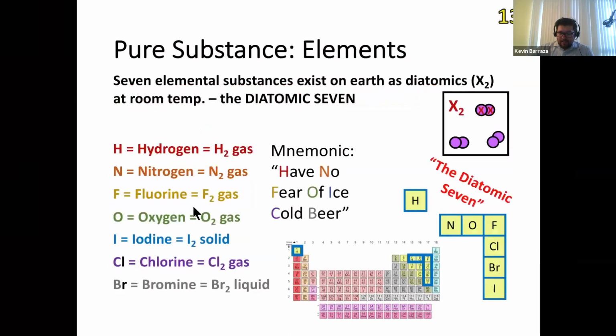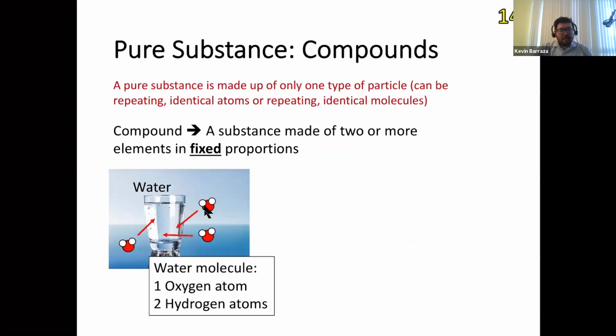So just to reiterate, the diatomic 7 are elements because each of their particles is the same. It's H and H, or N and N, or O and O, and so forth. But water is a compound because 1 out of the 3 is not like the others, right?